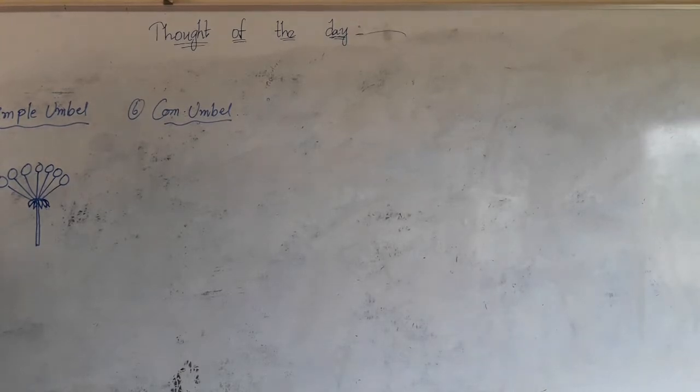This is a flower, and this is the stalk of the flower, the pedicel. A small scale-like structure may be present at the base of this pedicel. This scale-like structure is called a bract. A flower with a bract is called bracteate, and without a bract is called ebracteate.